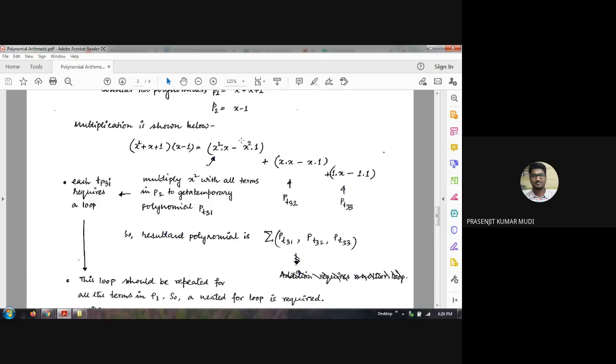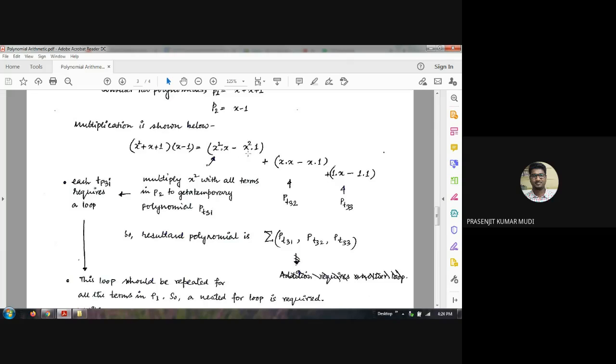One temporary polynomial. So you consider any one term in poly 1 and multiply that term with all the terms in poly 2. So you require a loop. For example, this x square, and here how many terms are there? 2, x and minus 1. So you are using a loop. You are multiplying x square with x and x square with minus 1 to construct each such temporary polynomial.